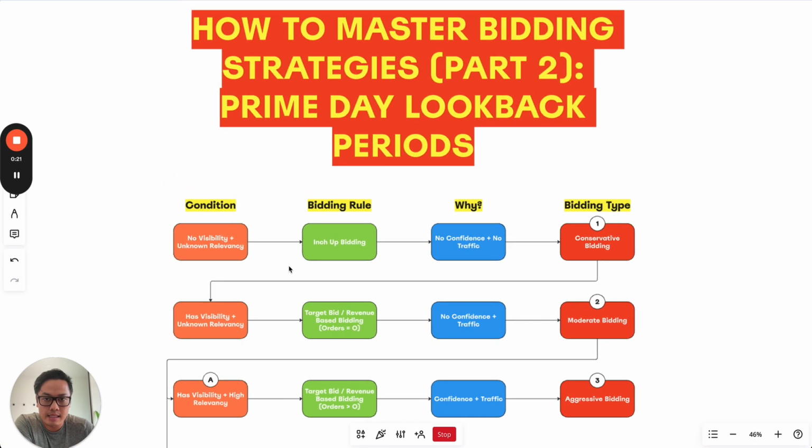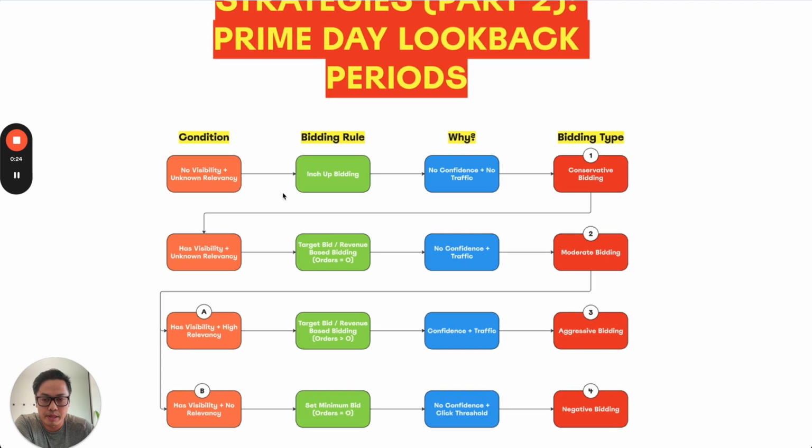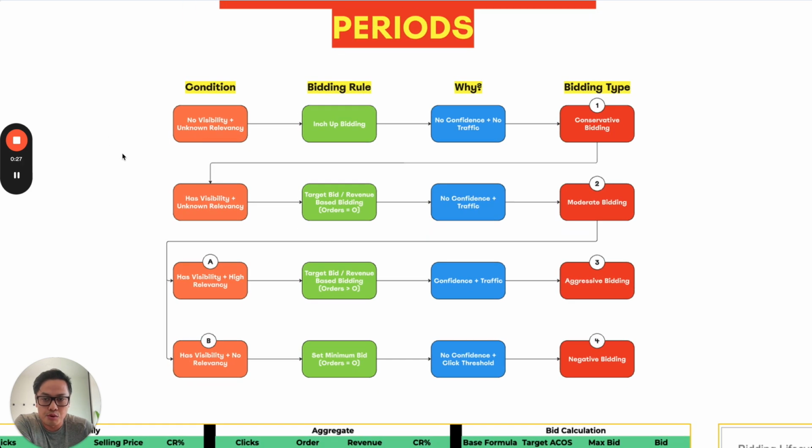So in part 1 of Master Bidding Strategies, I talked through my process of how I use confidence to decide on what bidding strategy I'll end up using. So I end up using inch up bidding, target bid where there's 0 orders, and then target bid where there's more than 0 orders. And as that increases, my confidence level increases. As my confidence level increases, my bidding strategy increases. So I'll have conservative, moderate, and aggressive bidding. However, there's some nuances to this.